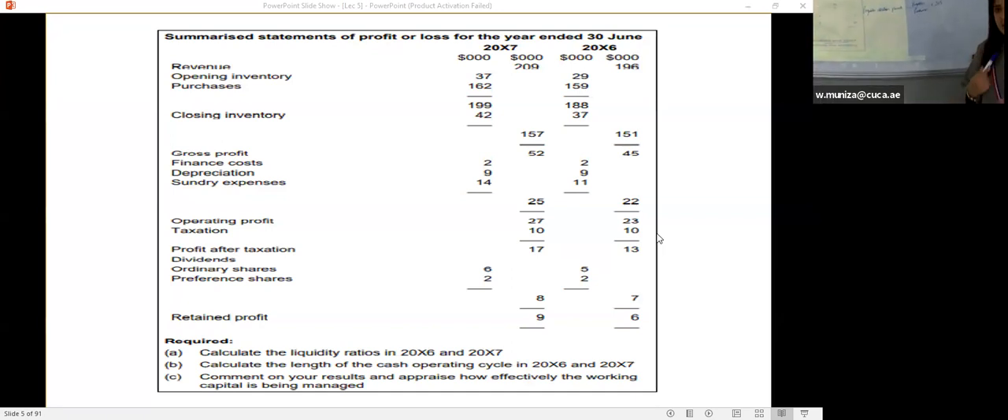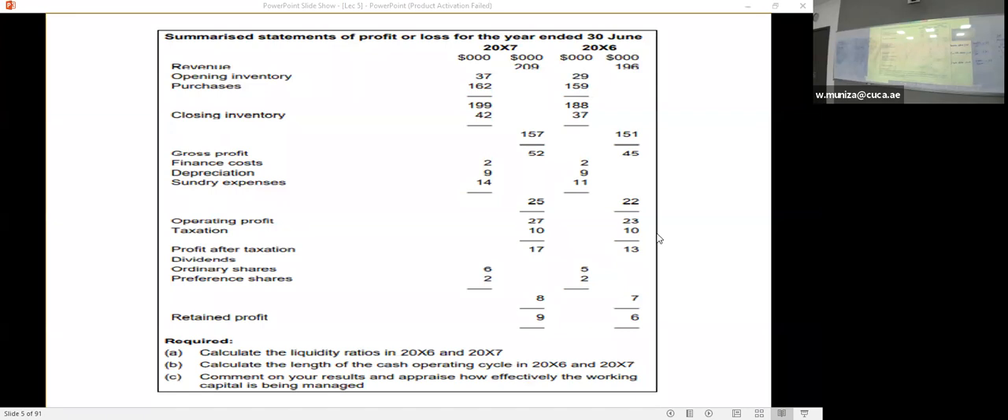Moreover, there can be another case as well. Say, for example, your numerator is increasing with a higher intensity as compared to the denominator. Over here, as you can see, the receivables figure has increased, whereas the revenue figure has also increased. Because your denominator has increased in a lesser proportion as compared to the numerator, your receivables collection period has increased.